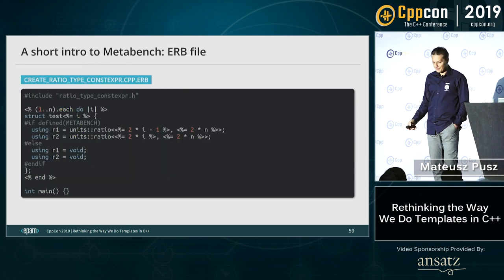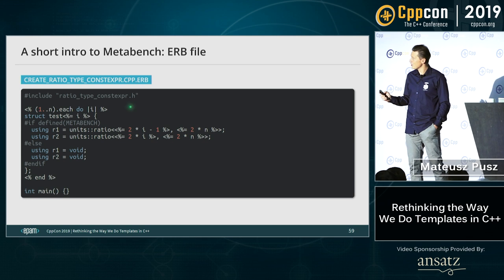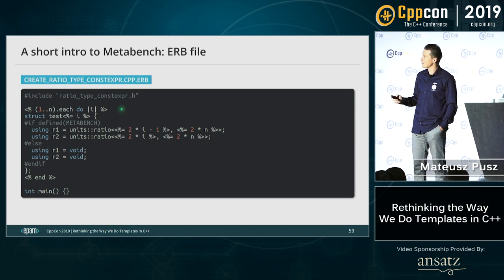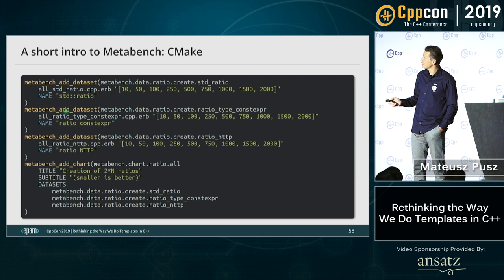Talking about Ruby, this is how this file will look. It's looking like really typical C++ code, and only you provide some special loops from Ruby, saying that you can create this test structure n times. N times is the number provided here.